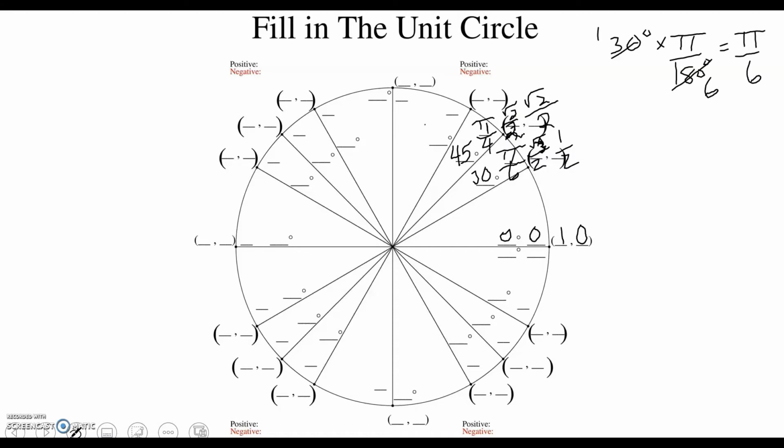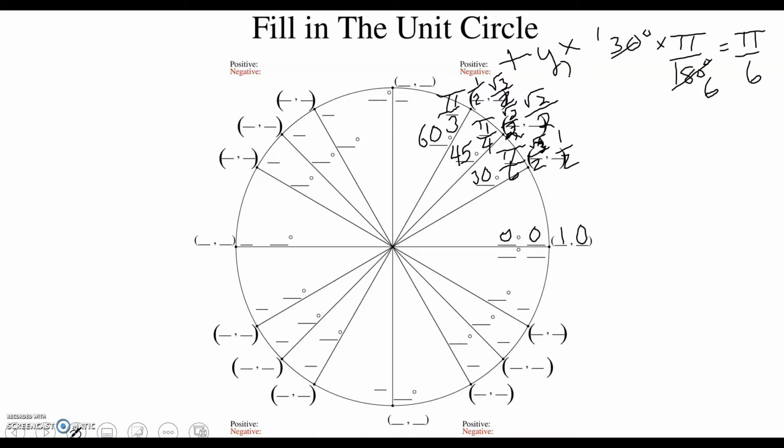Then our third special angle was 60 degrees. If you convert that to radians, that's pi over 3. And then our point here is 1/2, square root of 3 over 2. Now both our x and y are positive in this quadrant. So you want to remember that your x and y values are both positive in this first quadrant, okay?